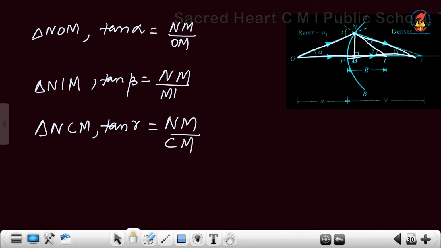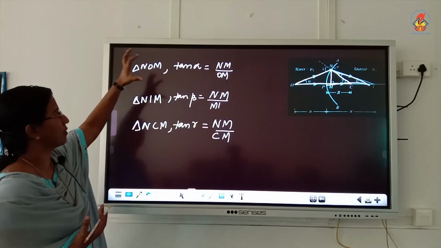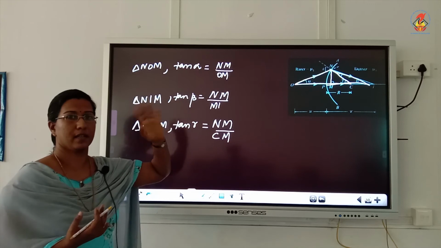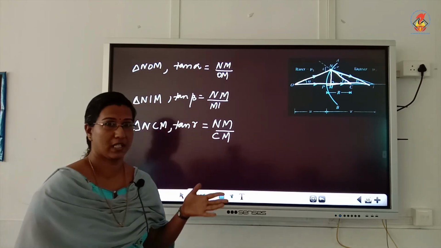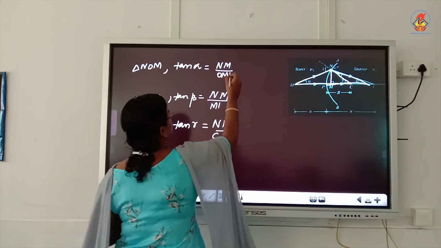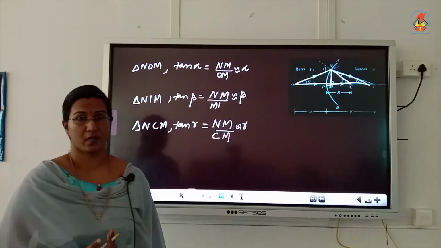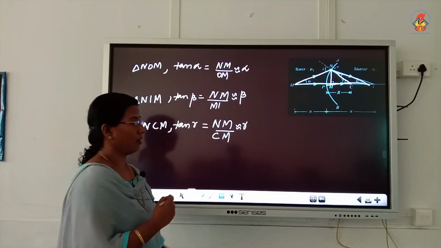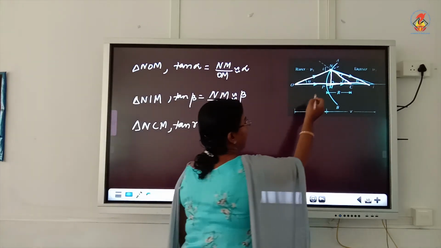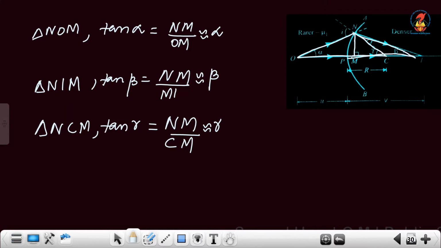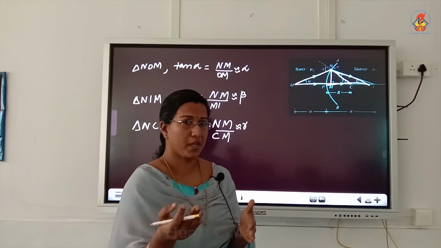Now two approximations are made here. First, I told you, since the angle is very small, tan theta or sin theta can be approximated to theta. Similarly here, tan alpha can be approximated to alpha, tan beta to beta, and tan gamma to gamma. That is the first approximation we make here. Now the second approximation we make is that point M is actually very close to point P, approximately very near to point P. So instead of point M, we are going to take it as point P.